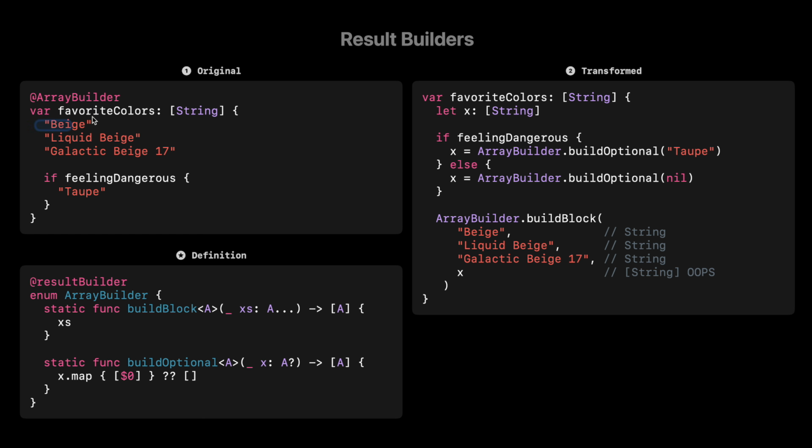So if you only have one favorite color string, then it's going to end up calling build block with just one color string in there. And then your build block static function could actually just take one argument instead of this variadic list. It could just take a single A, or a string in this case, if all you're ever taking are strings. So it's very flexible and also a bit strange.